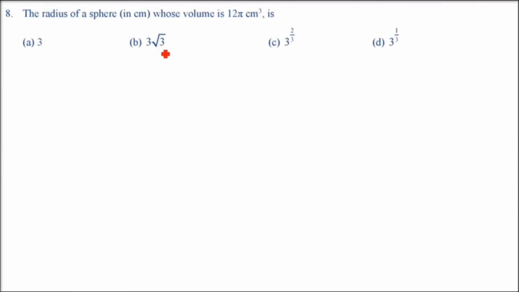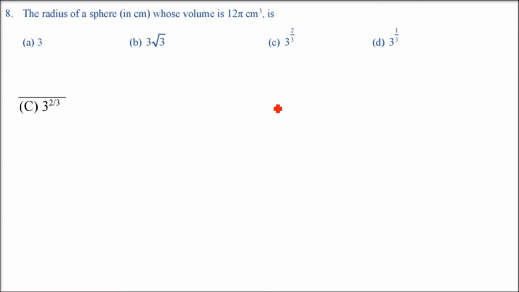The radius of a sphere whose volume is 12 pi centimeter cube. Volume is given, and the radius of this sphere we have to find out. Now, what is the sphere volume?